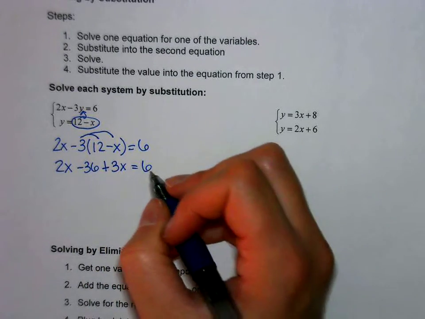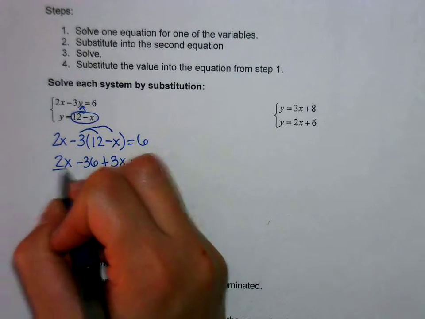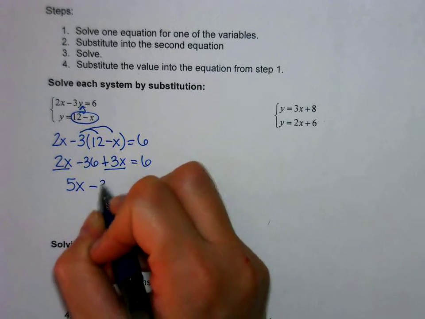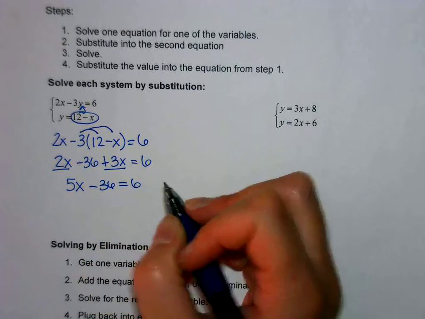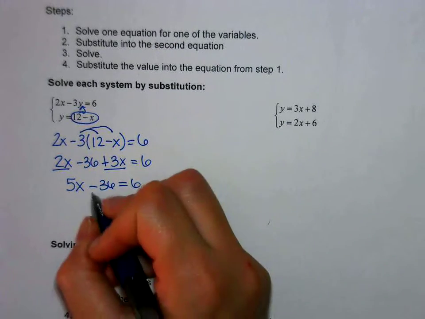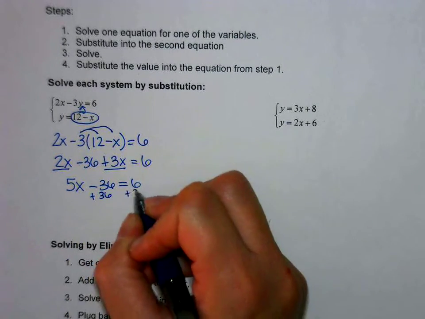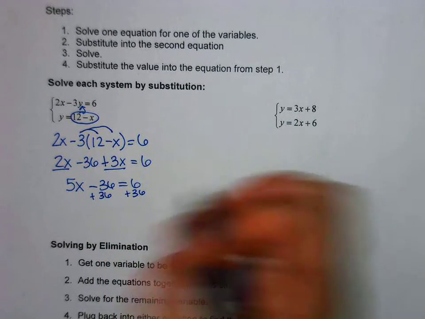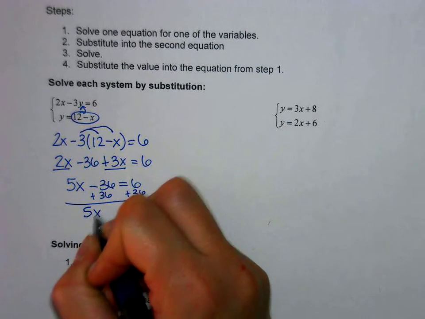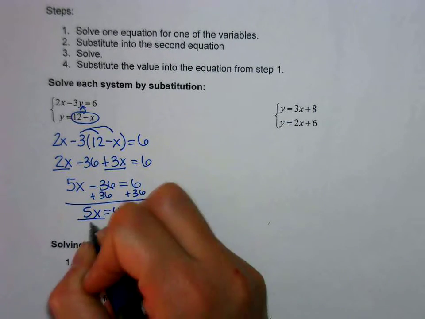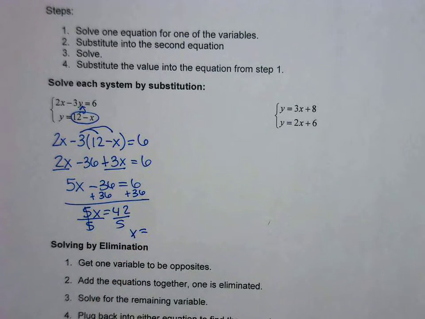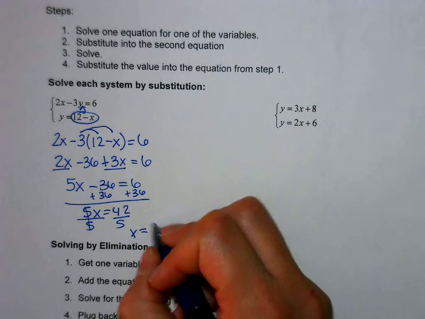If we look at our like terms, 2x plus 3x means we have 5x minus 36 equals 6. So I can add 36 to both sides. If I take 36 and add 6, I'm going to end up with 42. Divide both sides by 5. So 42 divided by 5 is 8.4. So that's what x equals.